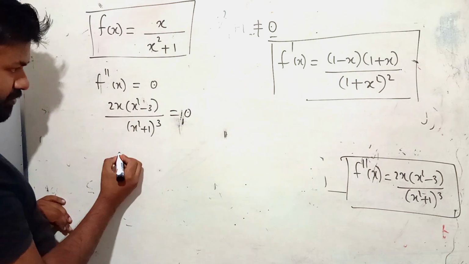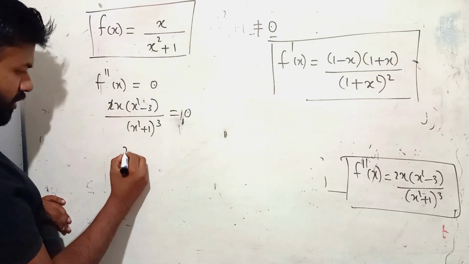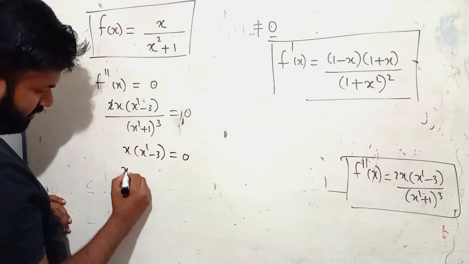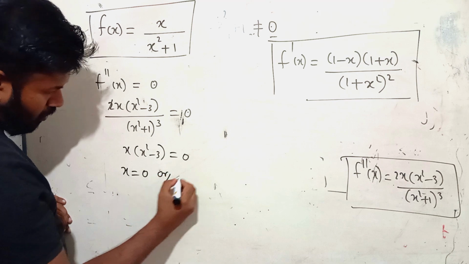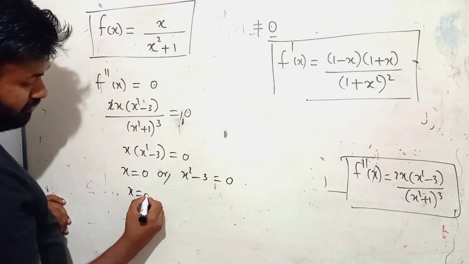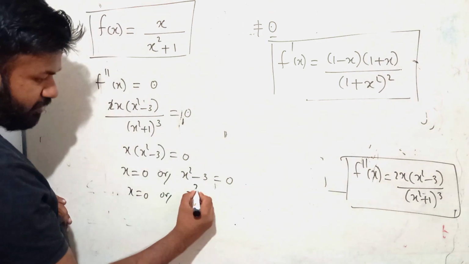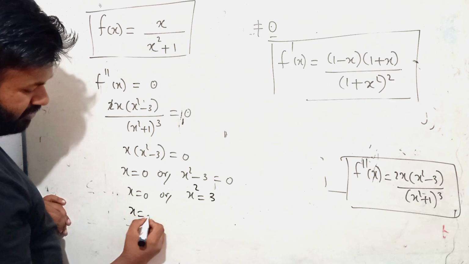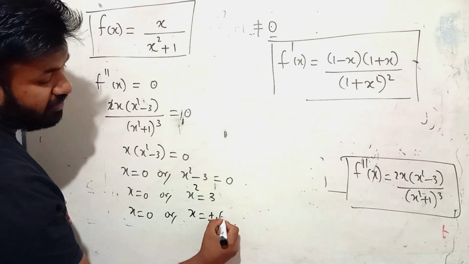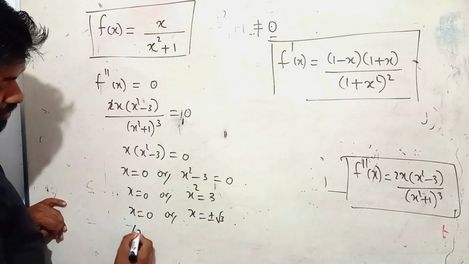You can just cross multiply, and you can just divide the 2 with 0. So x times (x squared minus 3) is going to be equal to 0, which means x is equal to 0 or x squared minus 3 is equal to 0. So x squared is equal to 3, and the solution is x is equal to 0 or x is equal to plus or minus root 3.